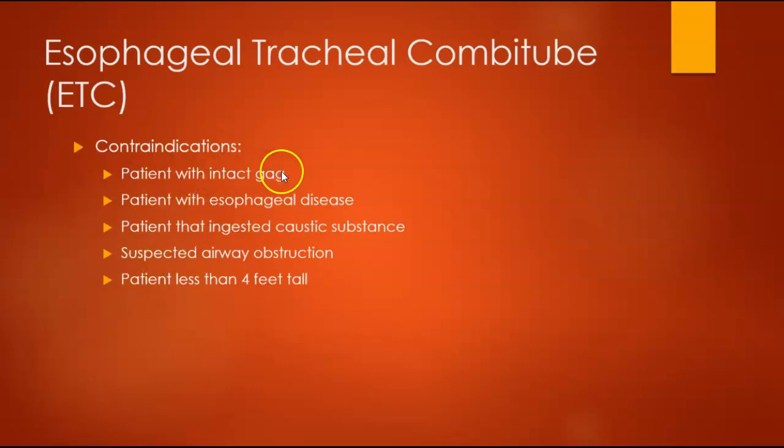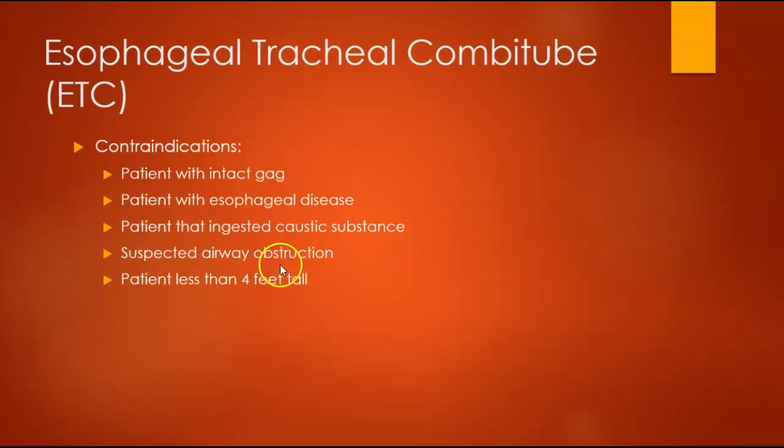So contraindications: if the patient has an intact gag or is responsive, you're going to need to sedate them. Any type of esophageal disease, so esophageal varices, esophageal cancer, anything like that, you would not use a combi tube. Then you're going to choose an LMA. If the patient ingested any caustic substances, so if a patient drinks something that they're not supposed to drink, you can assume that there's going to be damage to that esophagus, and you wouldn't put one of these in.